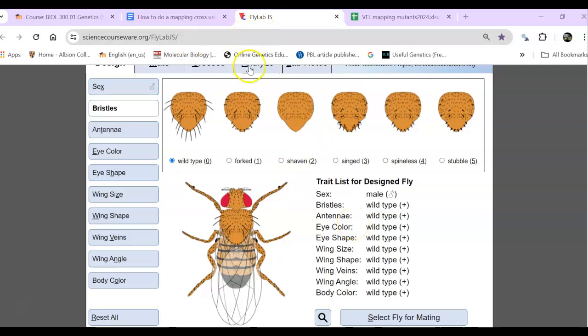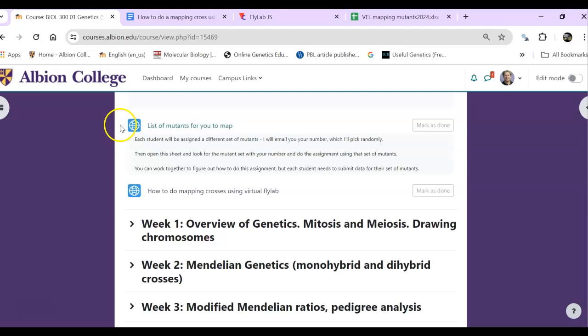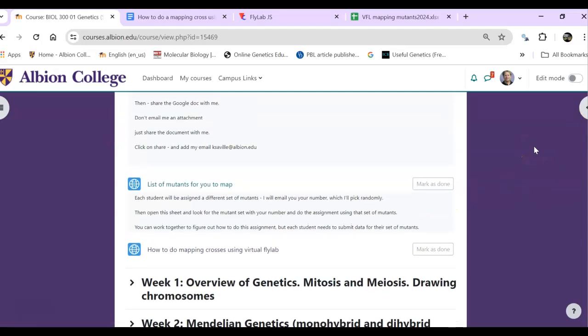It's actually called Flylab JS on this website. It used to be called Virtual Flylab. All right, so why are we at Virtual Flylab? The reason is because we're doing a linkage and mapping assignment. And so I've emailed everybody all kinds of information about this.